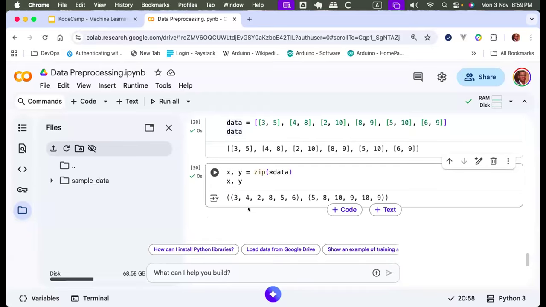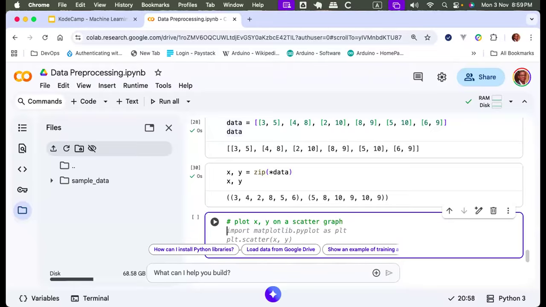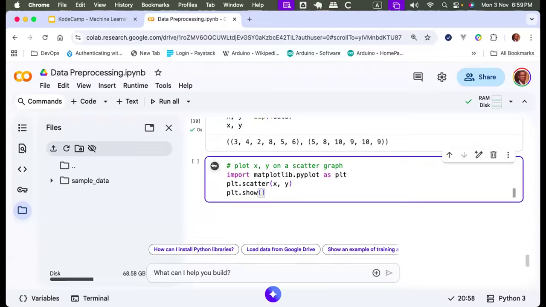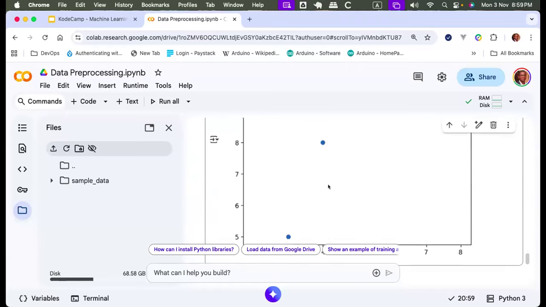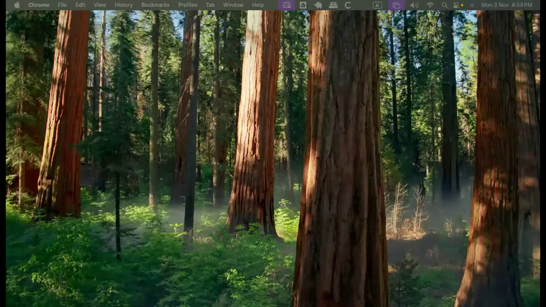So to now plot this, right? Plot X and Y on a scatter graph. You can use matplotlib to do this, right? So if you look at this, it does this already. So you can already see, let me move this up so we can see more space.